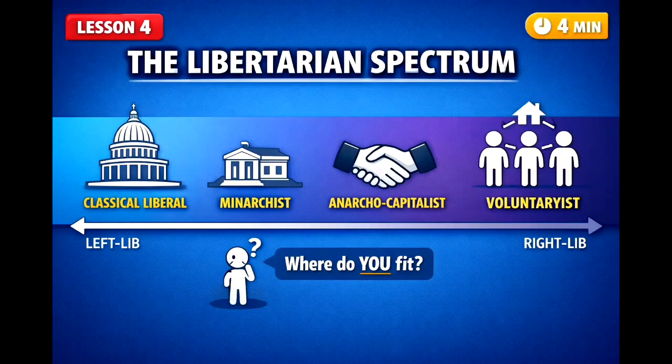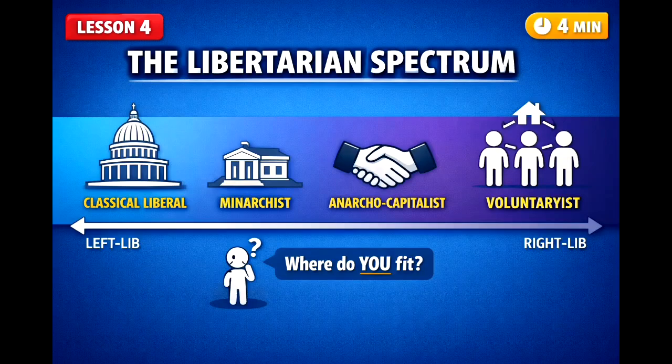Left-Libertarians are often called libertarian socialists or market anarchists, though those terms mean different things to different people. Here's the key difference. Right-Libertarians say free markets and property rights lead to prosperity. Left-Libertarians say, sure, but let's make sure we're talking about actual free markets, not corporatism disguised as capitalism. Both oppose government intervention, but they emphasize different aspects of freedom.